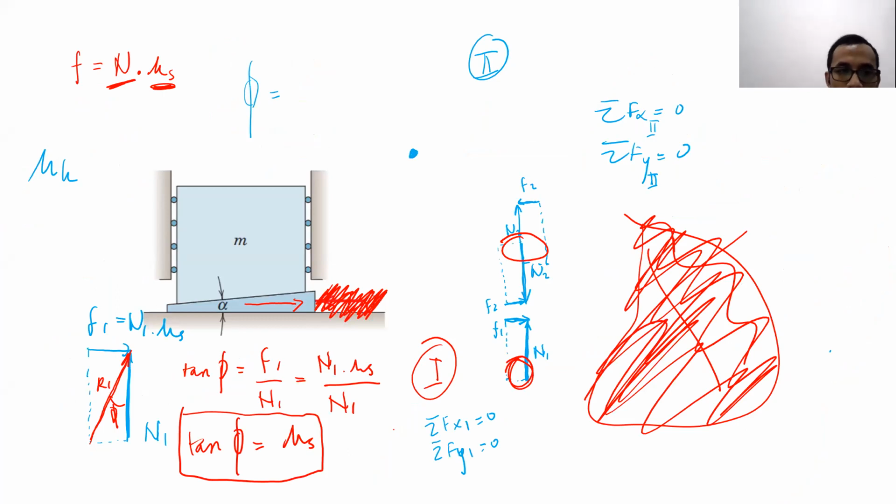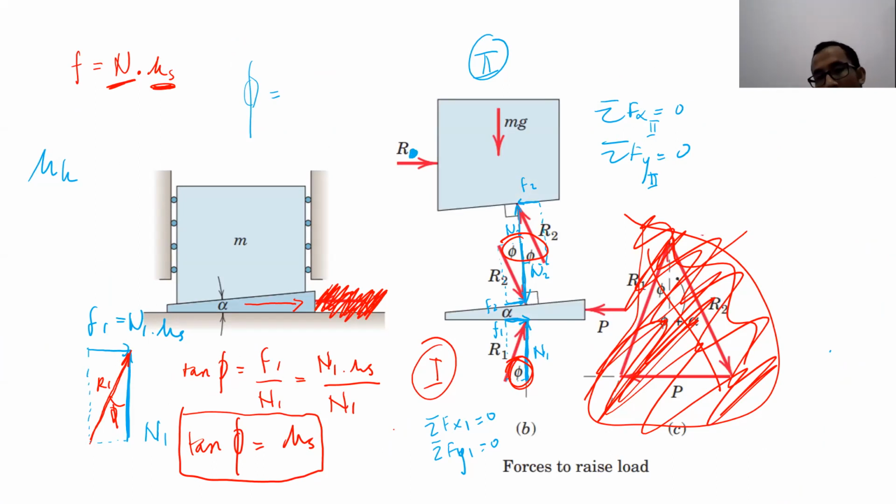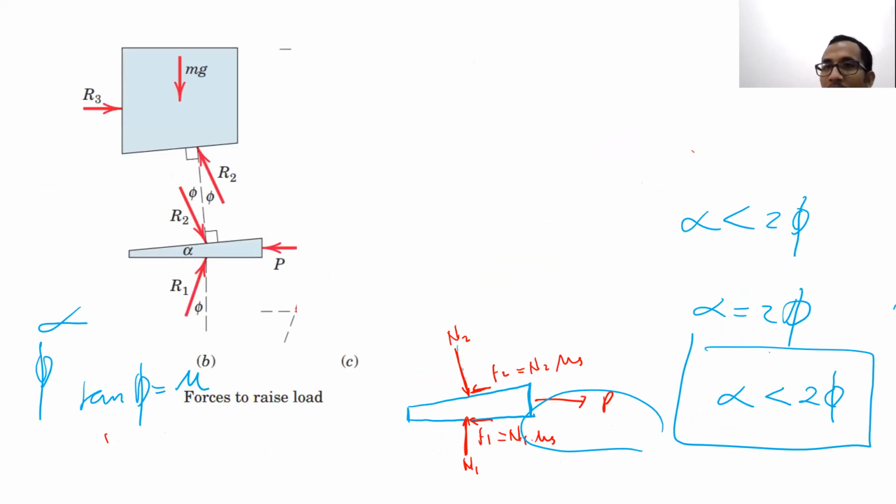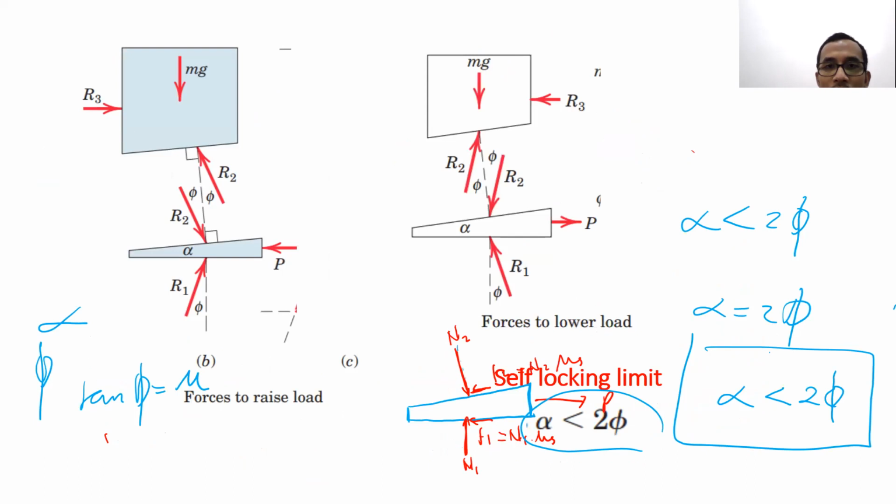If you want to represent it using this resultant force and phi, then we can draw the free body diagram like this. But you have to remember as well, when you design a wedge, the value of alpha, the wedge angle, we have to ensure that the wedge angle is small enough to ensure the self-locking, unless you want to design a wedge without self-locking. How to ensure that? We have to ensure that alpha is less than 2 phi.